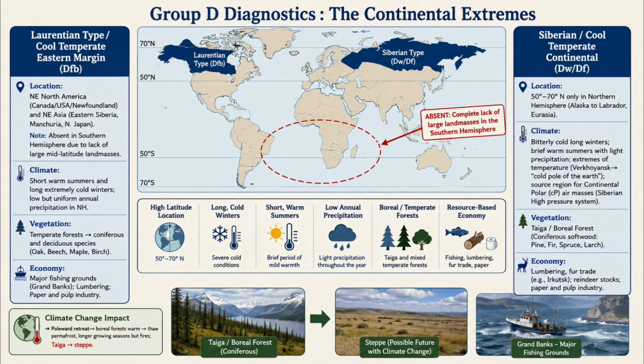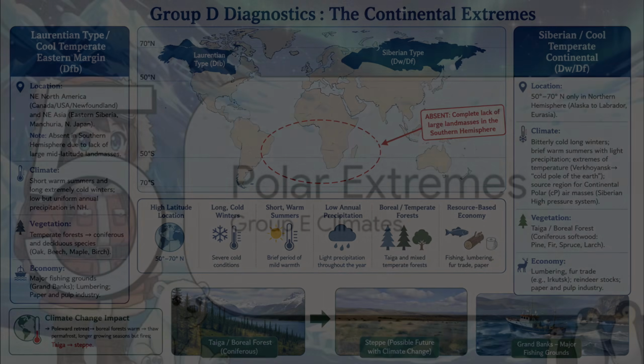Vegetation: taiga, boreal forest, coniferous softwood, pine, fir, spruce, larch. World's largest forest biome. Economy: lumbering, fur trade, for example Irkutsk, reindeer herding, paper and pulp industry. Climate change impact: poleward retreat of boreal forests, warm thaw, permafrost, longer growing seasons but fires. Taiga converting to steppe in southern margins.